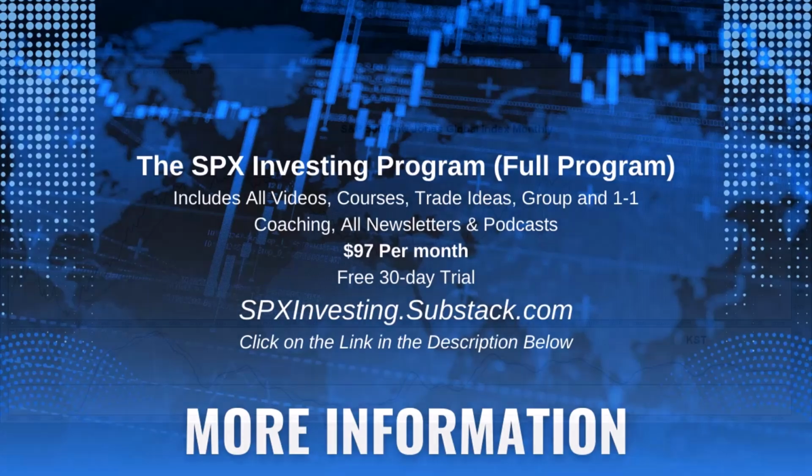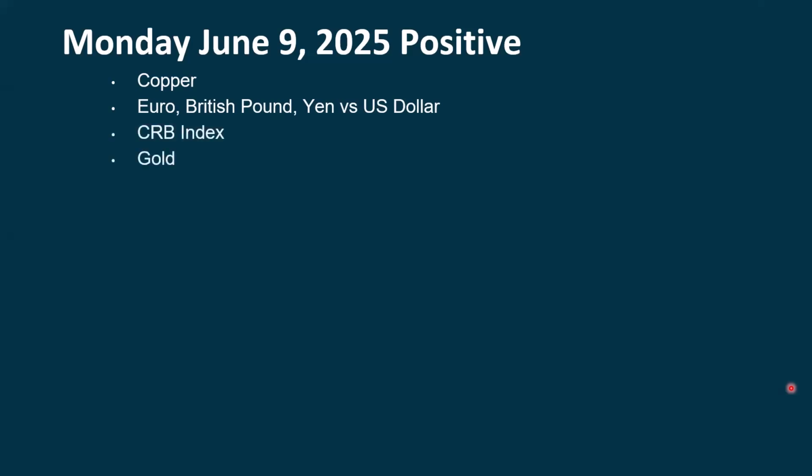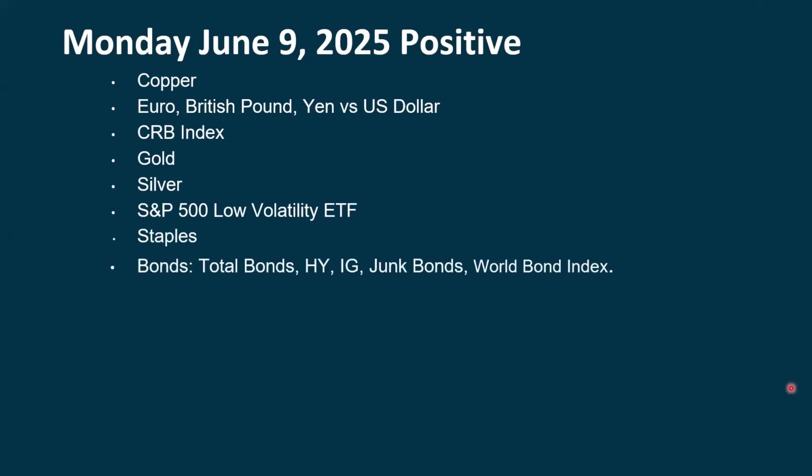Then at the end, we list those things that are positive. We have copper, which is positive, the euro, pound, and yen when compared to the dollar. The CRB index, gold, and silver are still in uptrends. The low volatility ETF, chopping sideways, but in an uptrend. Staples, and then bonds based on price. The total bonds, high yield bonds, investment grade bonds, junk bonds, and the world bond index.